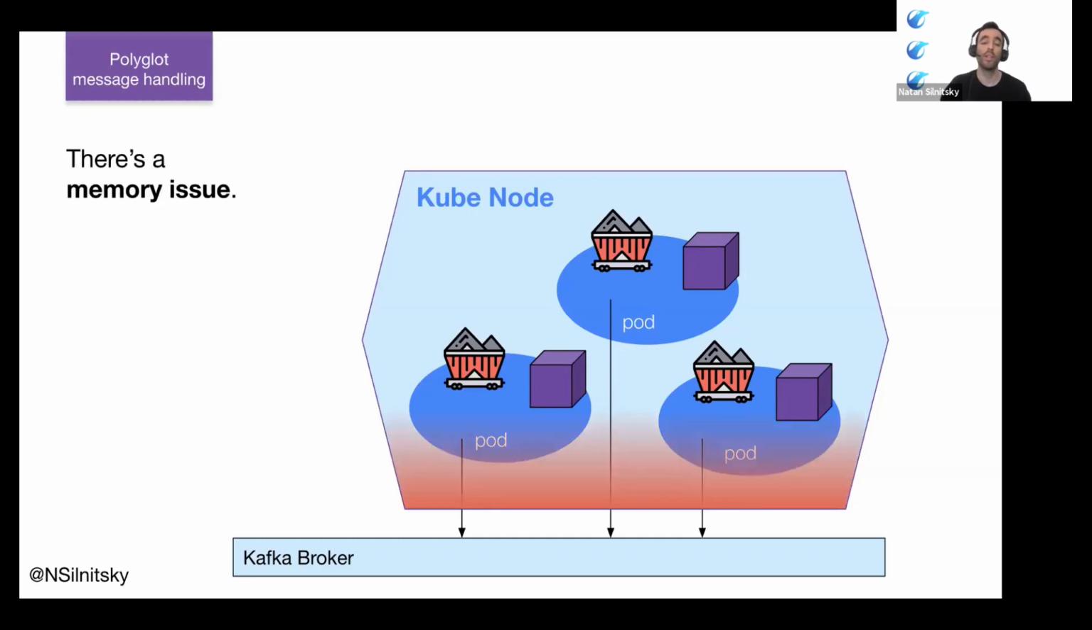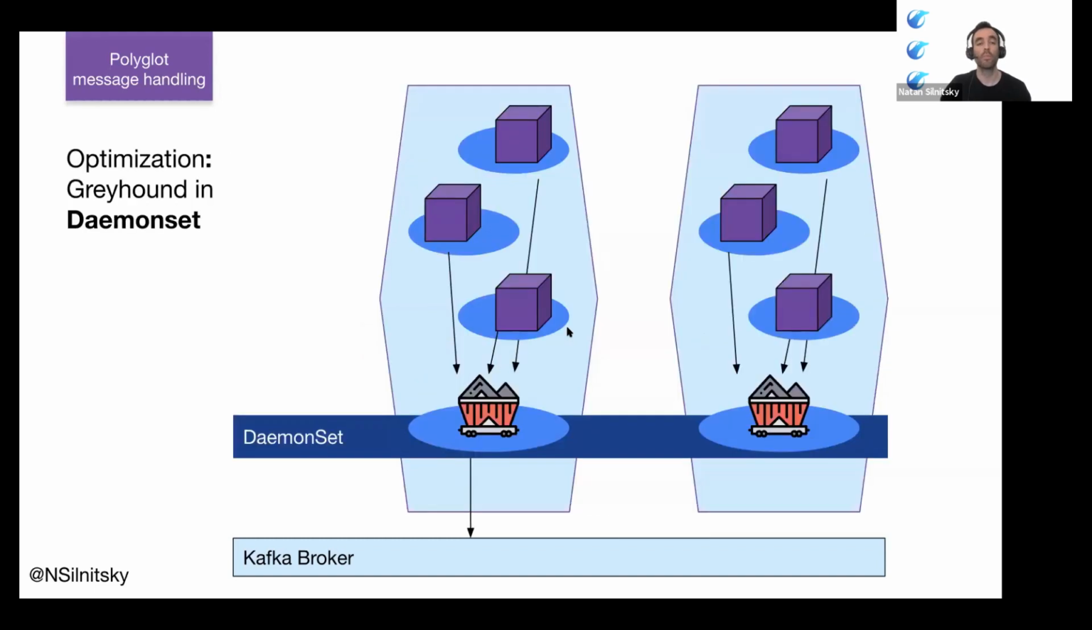Now, when you use an additional sidecar container in each pod, there is a potential memory issue, especially when we use a JVM application. What we notice is that JVM applications tend to be bigger in their memory needs than Node.js ones. So for certain use cases at Wix, we decided to have the Greyhound service be actually a DaemonSet pod that has the same single deployment for each Kubernetes host.